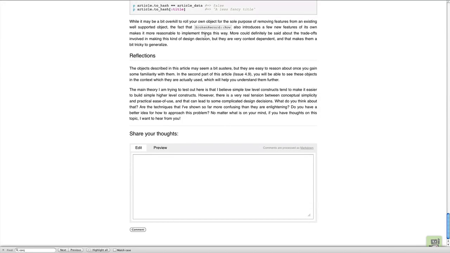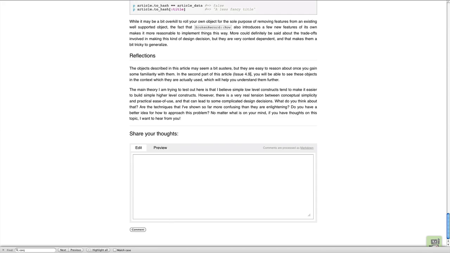While it may be a bit overkill to roll your own objects for the sole purpose of removing features from an existing, well-supported object, the fact that record row also introduces a few new features of its own makes it more reasonable to implement things this way. More can definitely be said about the trade-offs involved in making this kind of design decision, but they're very context-dependent, and that makes them a bit tricky to generalize. The objects described in this article may seem a bit austere, but they're easy to reason about once you gain some familiarity with them.